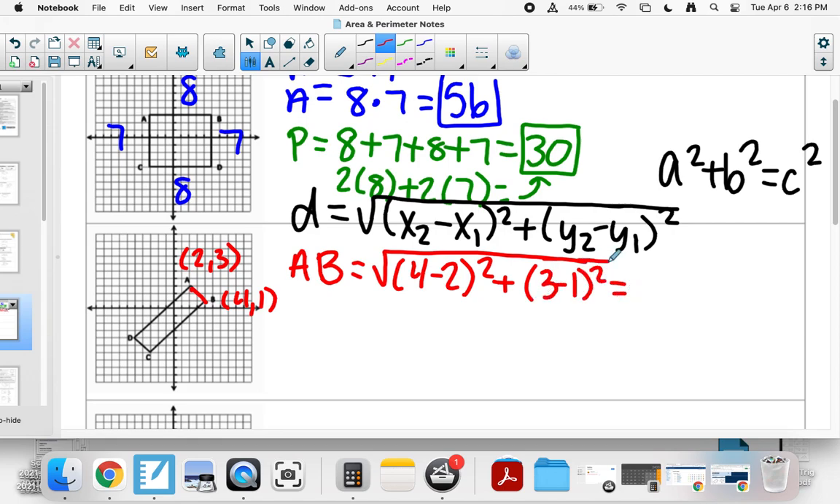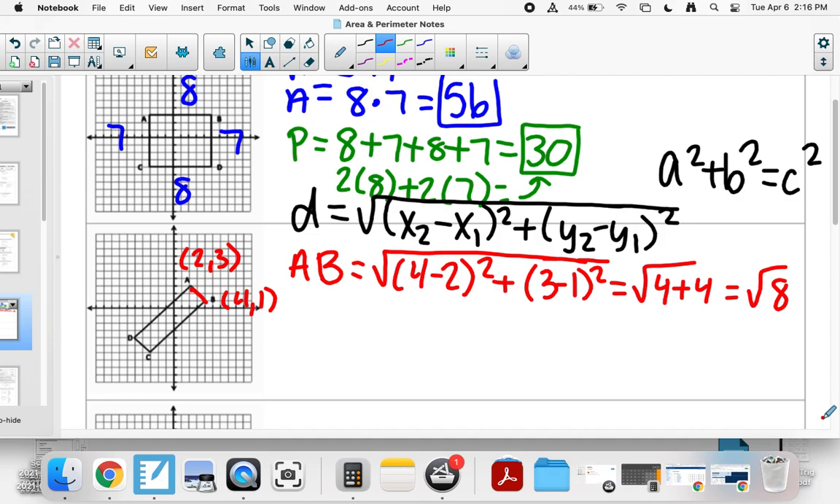What's AB stand for? This side. A, B. Oh yeah, that's right. Okay, now we get to do some math. What is 4 minus 2? 2. What's 2 squared? 4. What's 3 minus 1? 2. 2 squared is 4. So we have 4 plus 4, which is 8.